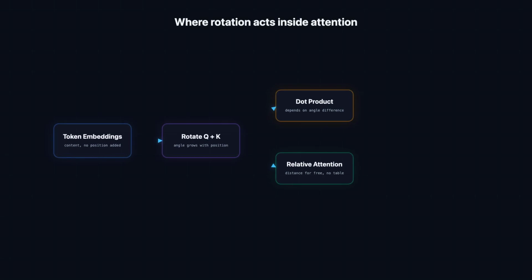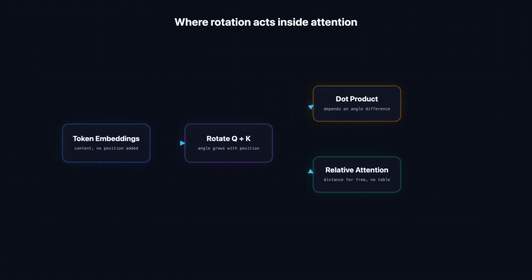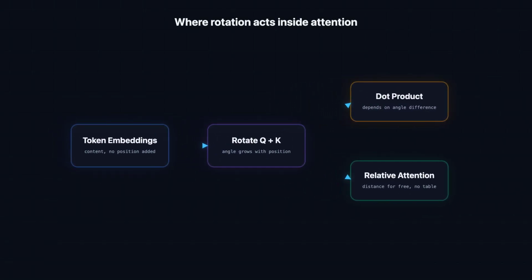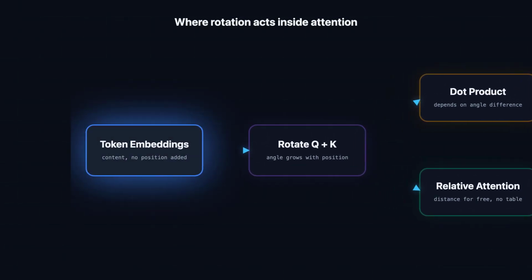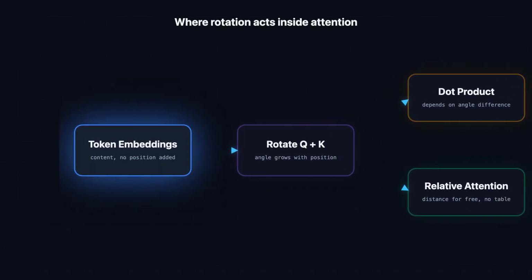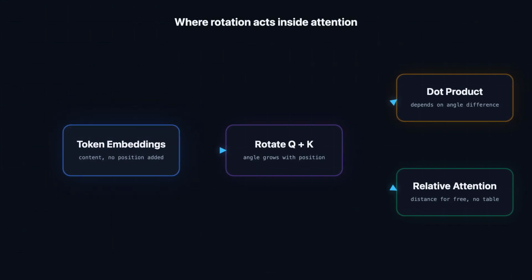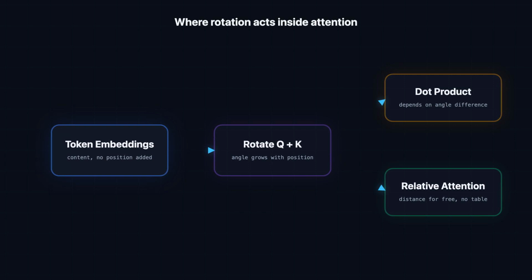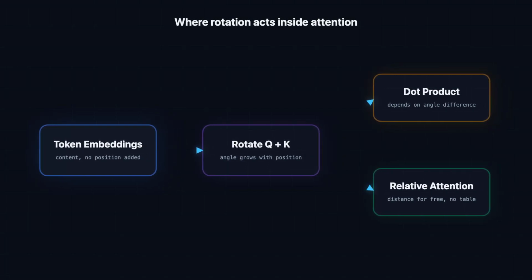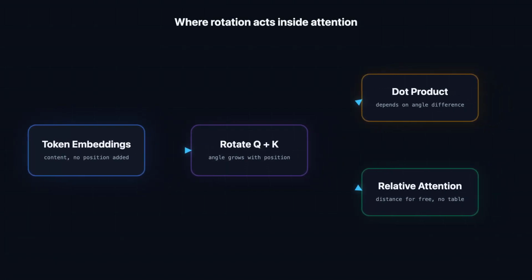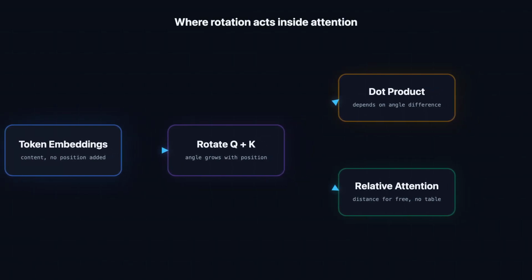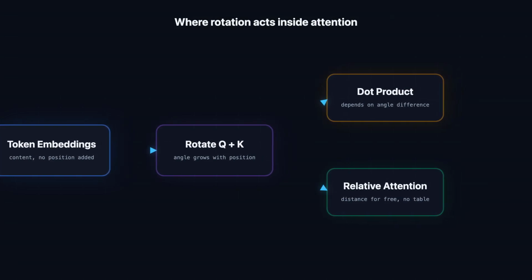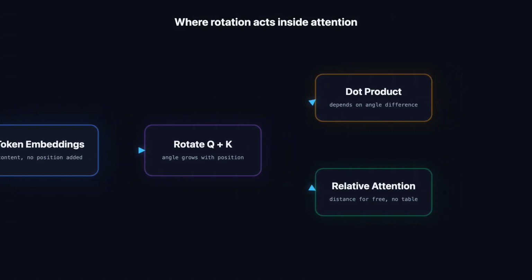Here is where rotary embeddings step in, right inside the attention mechanism. Follow one query and one key through it. Start with the token embeddings, the vectors that carry each word's meaning. Older schemes would take a separate position vector and simply add it onto each embedding before attention. ROPE does something different. It leaves the content vector completely alone and gets ready to rotate it instead.